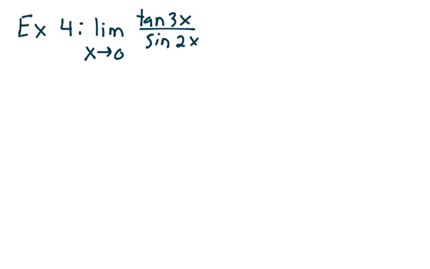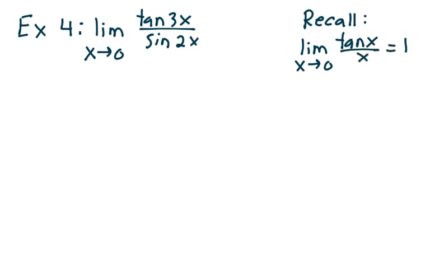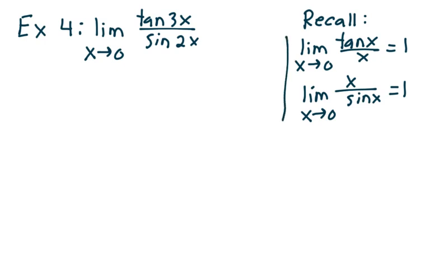Okay, now I want you to recall a couple of things. This is back in chapter 3. The limit as x goes to 0 of tangent x over x is 1. So we can show that. And then the limit as x goes to 0 of x over the sine of x is also 1. So we need these two ideas to do this problem.